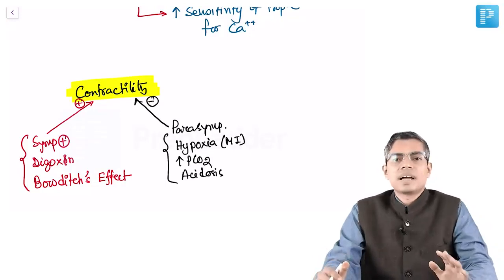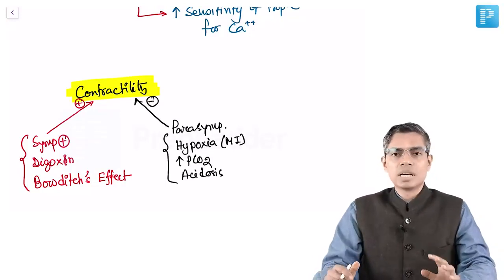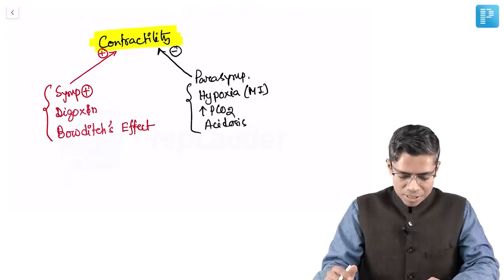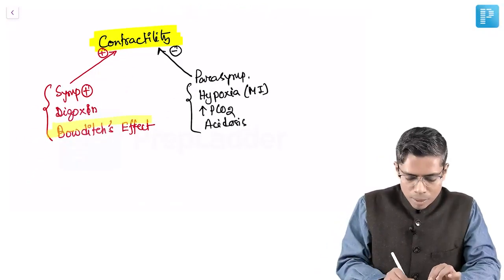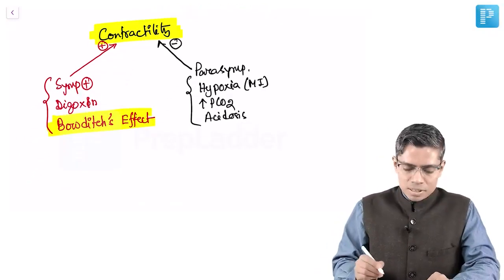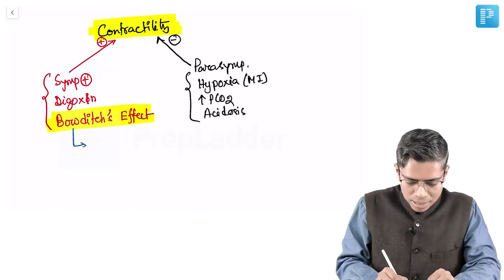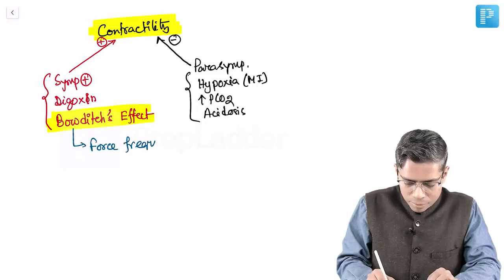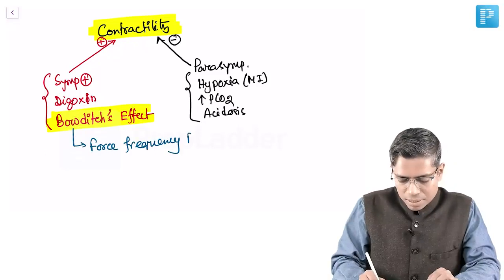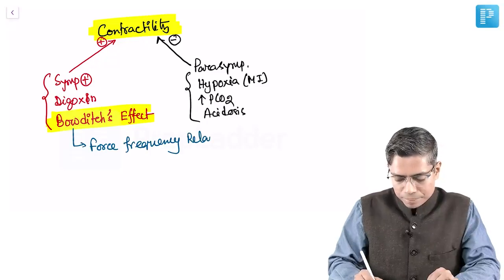So these are the certain factors which have been given in Ganong, so you have to remember them. But especially you have to remember the Bowditch effect. So what is the Bowditch effect? This effect is also known as the force frequency relationship of myocardium.